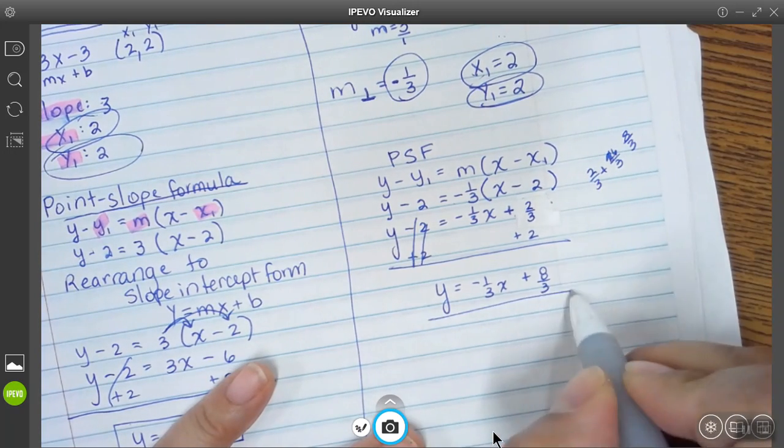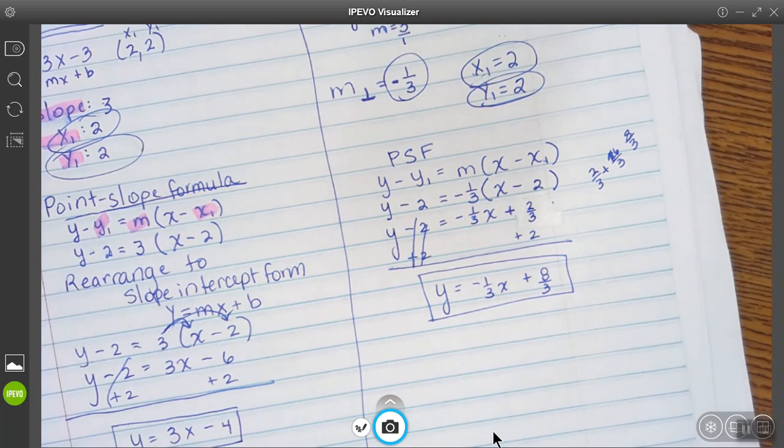Okay? This is the equation of the line that is perpendicular to the original one.